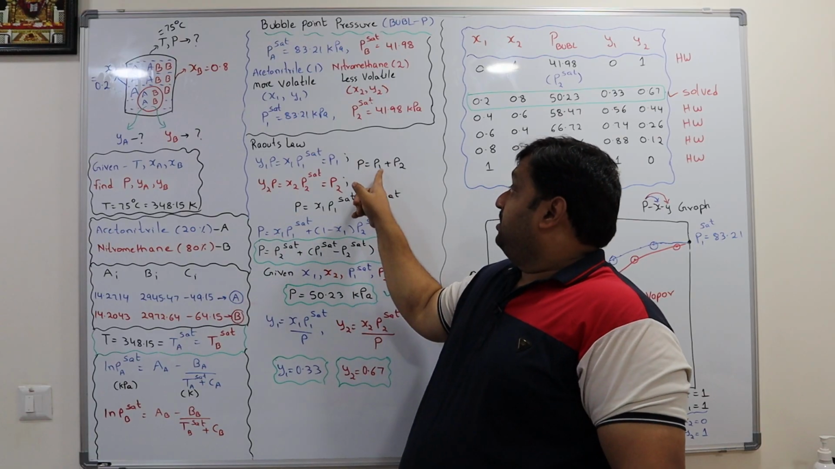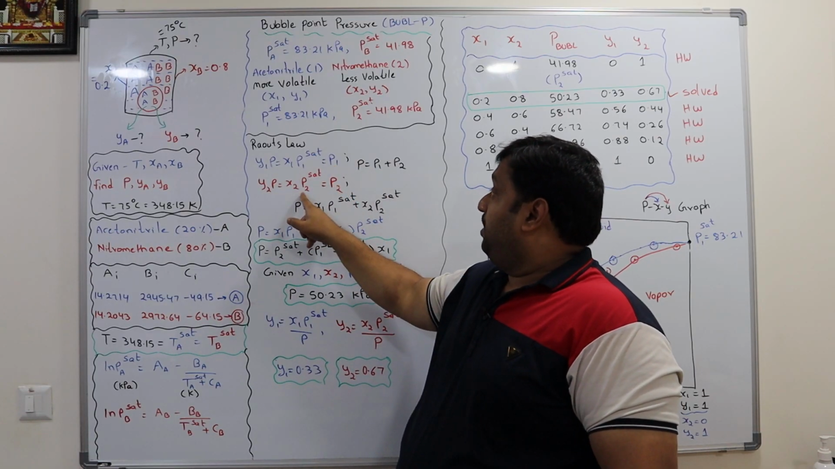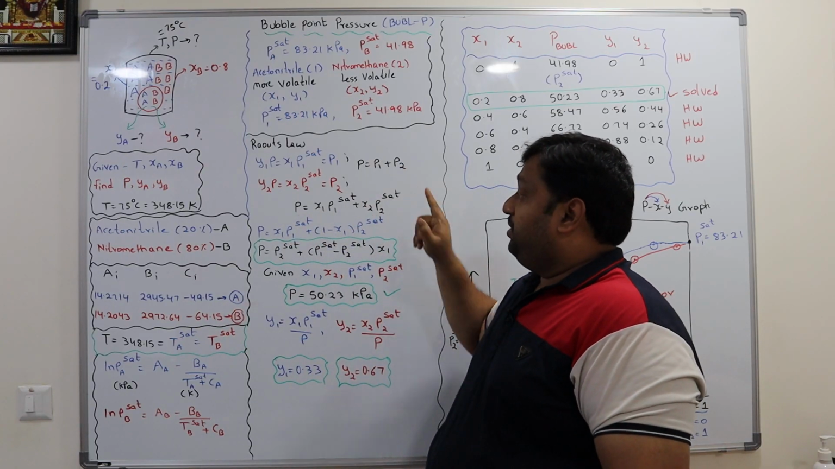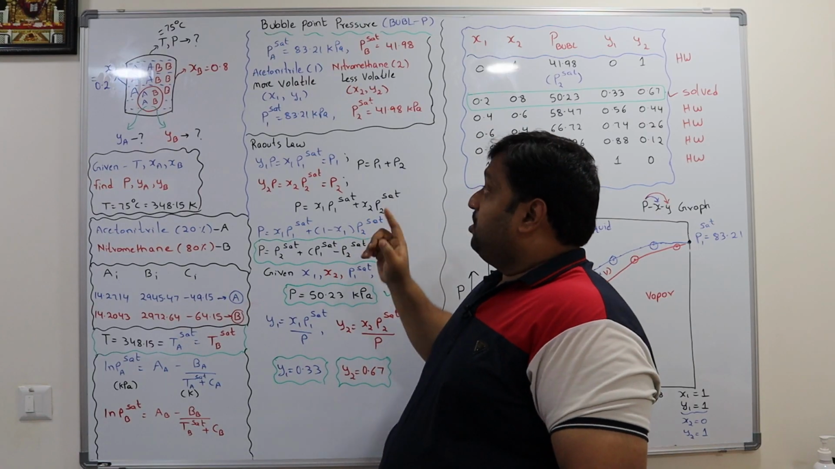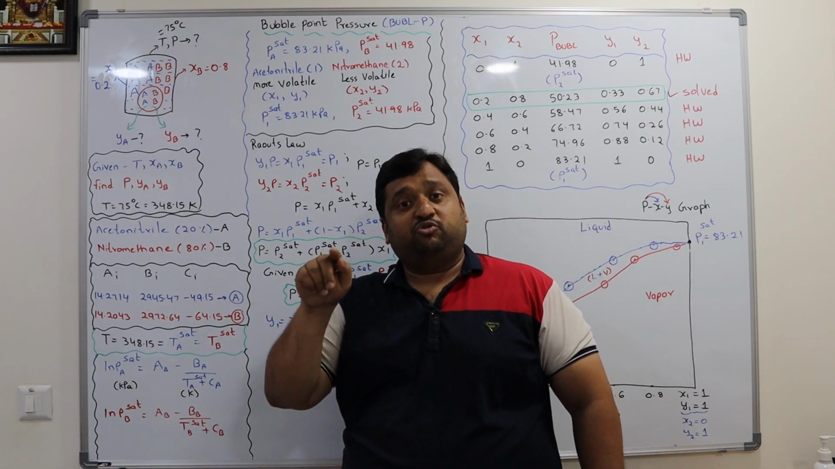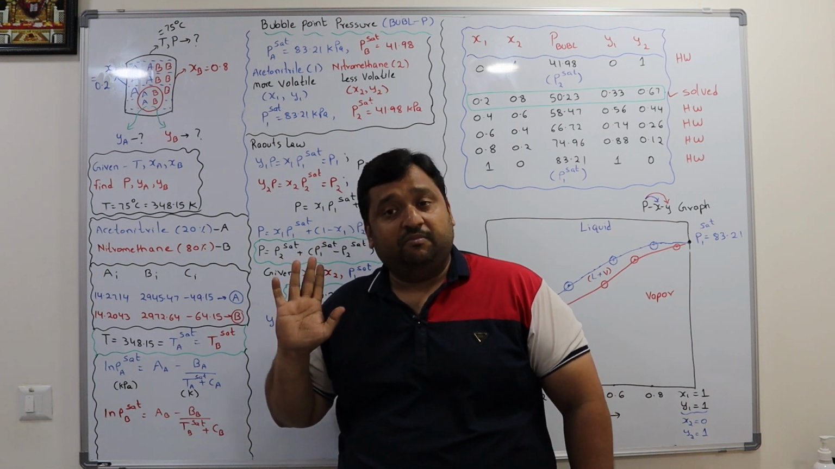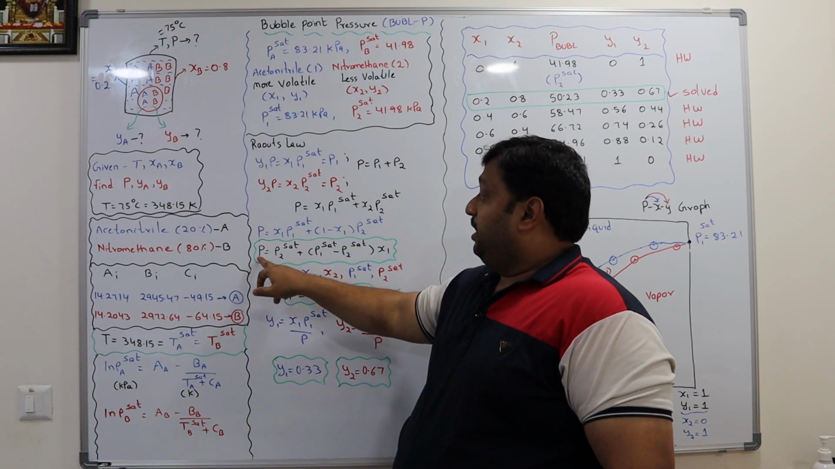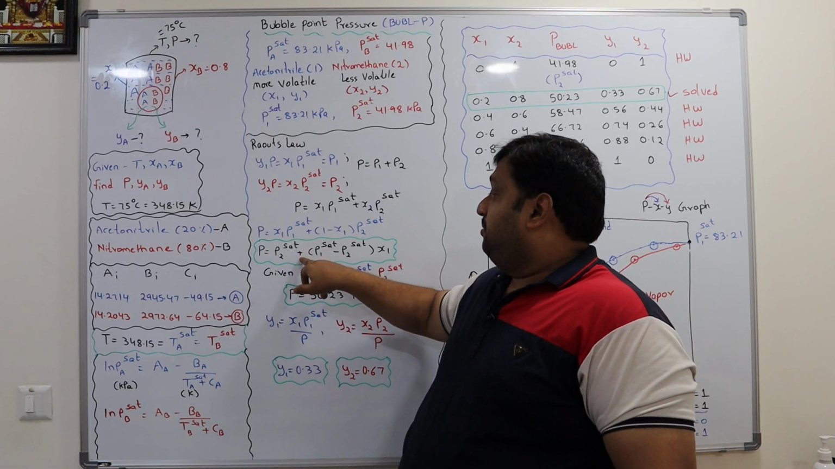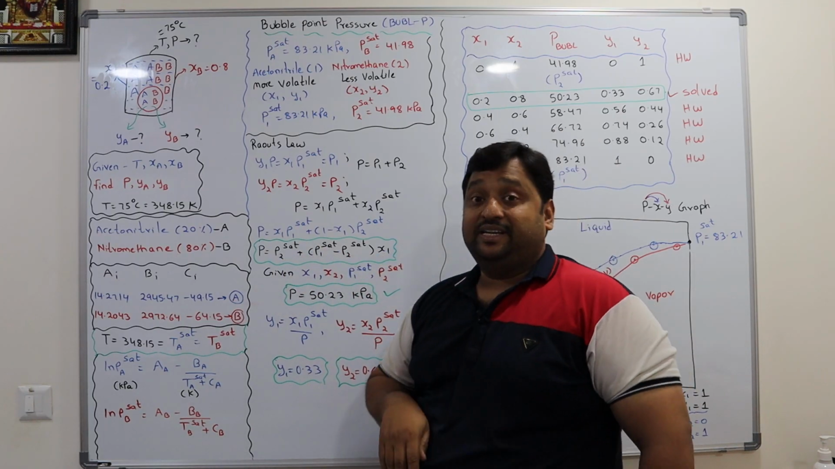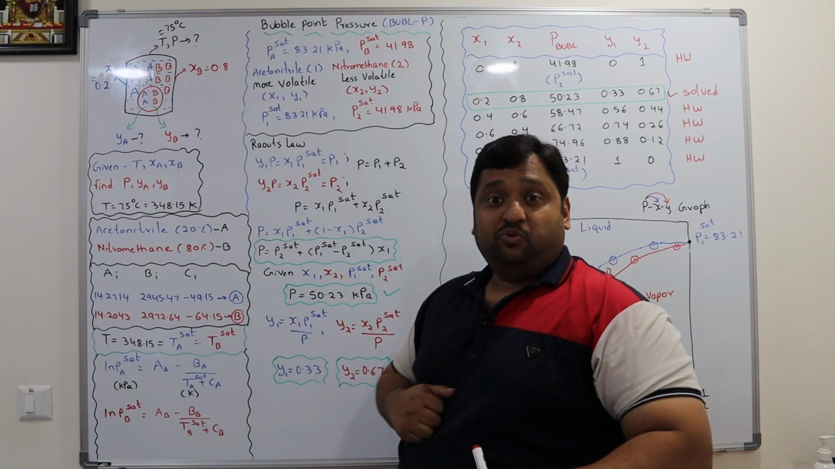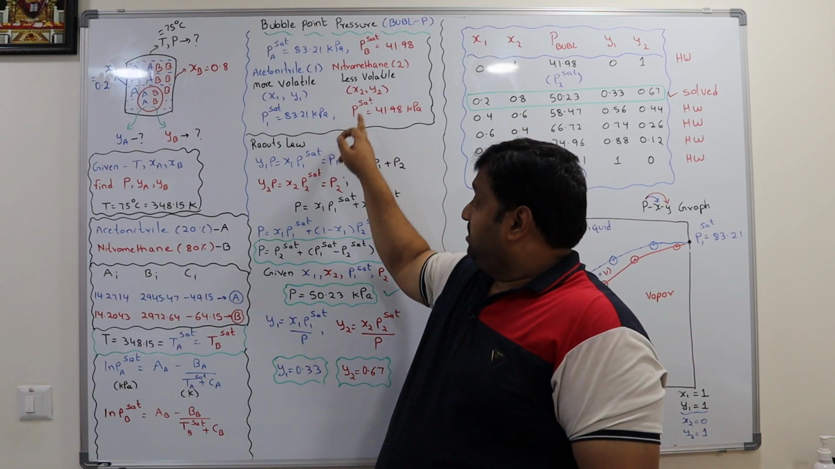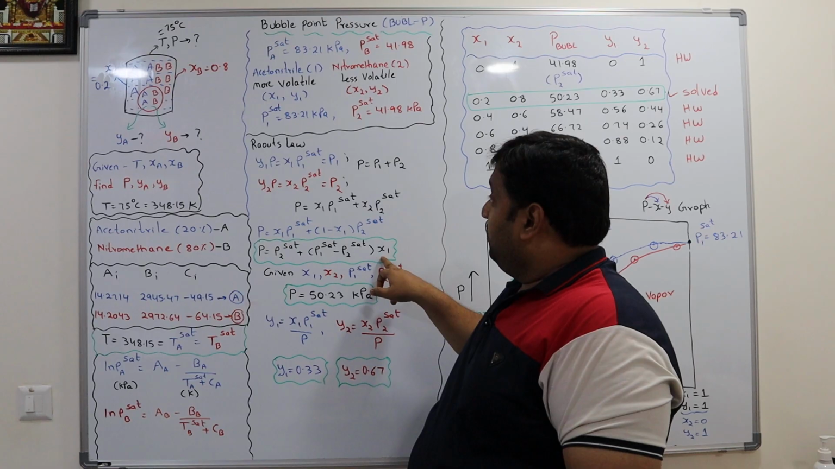So from these equations, substitute the P1 value and P2 value, so that you get P equal to X1 into P1 sat plus X2 into P2 sat. Because this is a binary system, X1 plus X2 equals 1, and Y1 plus Y2 equals 1. So replace X2 with 1 minus X1. You get the final equation, P equal to P2 sat plus (P1 sat minus P2 sat) into X1. This is the equation you are supposed to use to calculate the bubble point pressure. And you know everything: P2 sat, P1 sat, and X1.